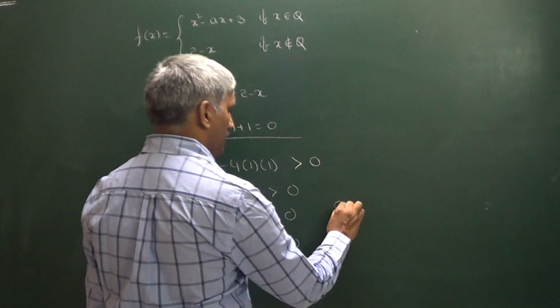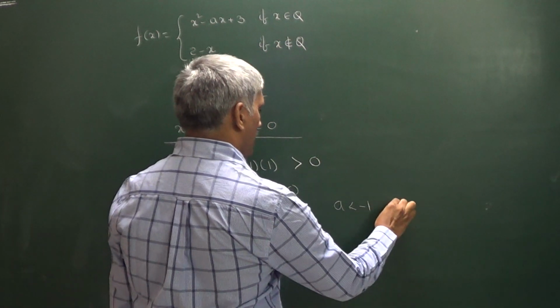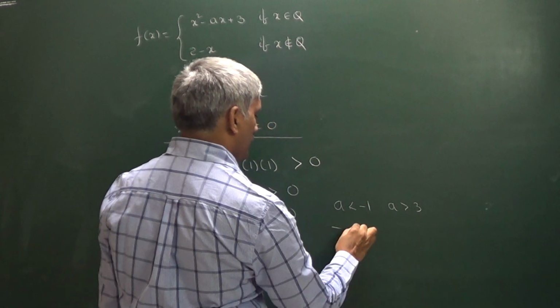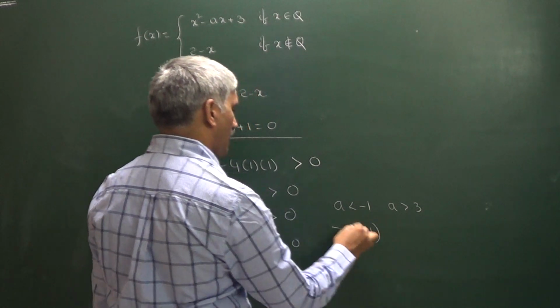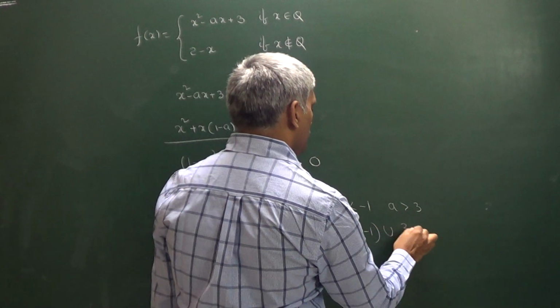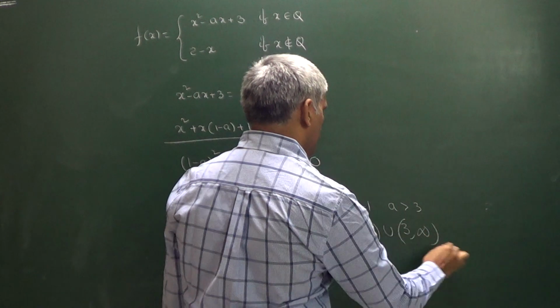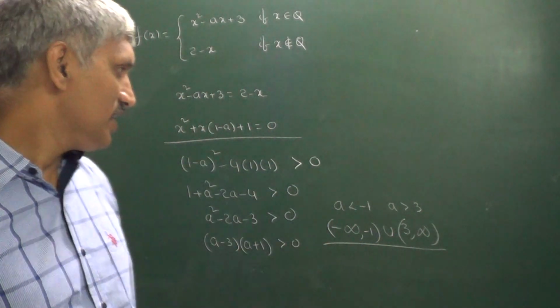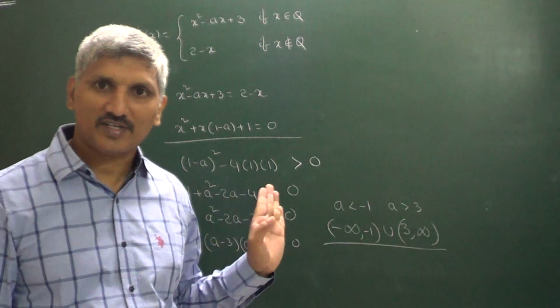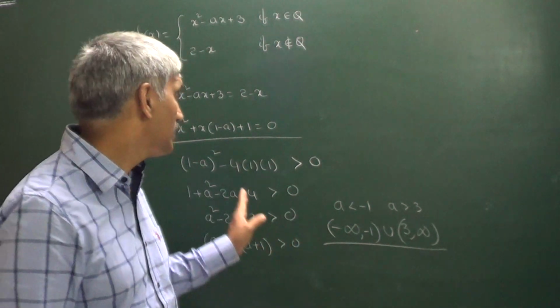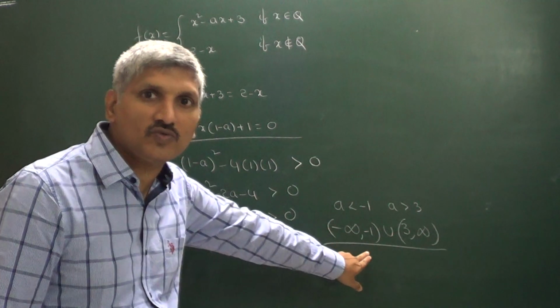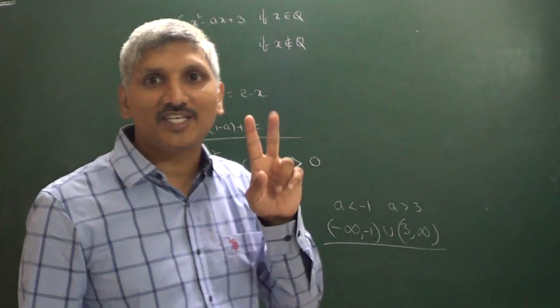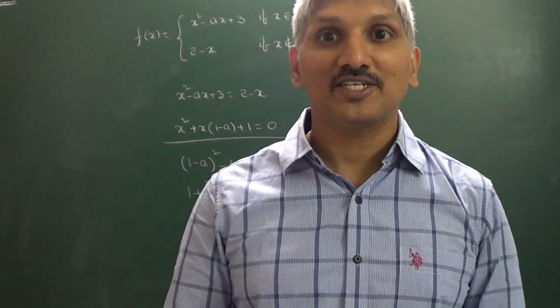Therefore I can say a less than minus 1 or a greater than 3. That's why from minus infinity to minus 1 union 3 to infinity. For all these values of a, the function is continuous exactly at 2 points.